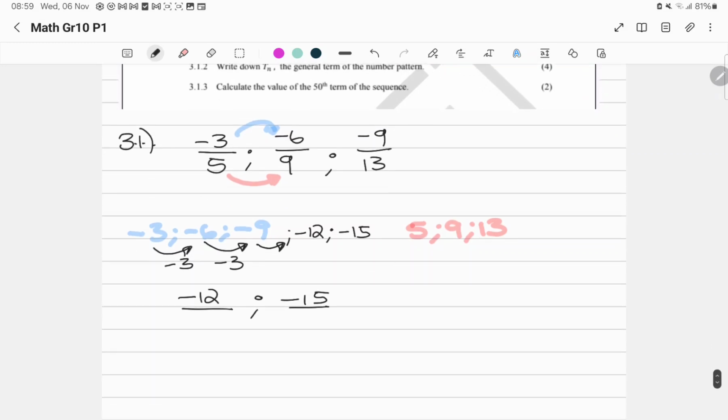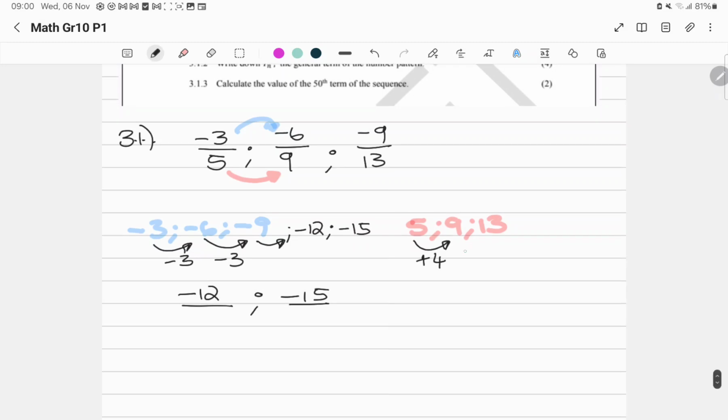Now we go to our red part, which was our denominators. So now I'm asking myself, what did I have to do from 5 to 9? I had to add 4. So now from 9 to 13, I have to add 4. So what am I going to do next? I'm once again having to add 4. So the next term will be 17. And then I add 4 again. So my next term will be 21. So then this will be minus 12 over 17 and minus 15 over 21. So you split it into two different patterns, your numerator pattern and your denominator pattern.